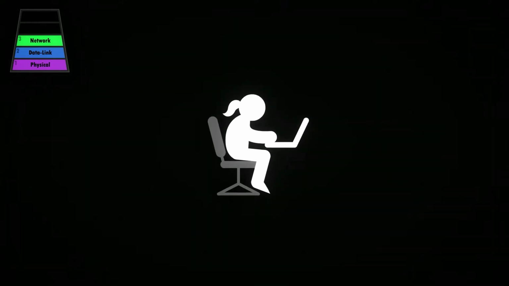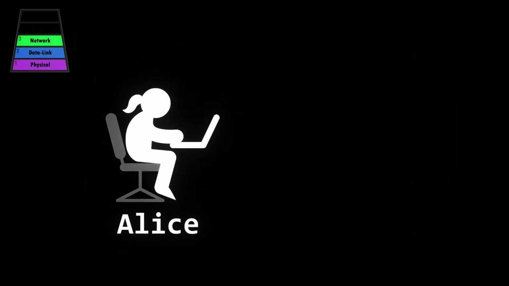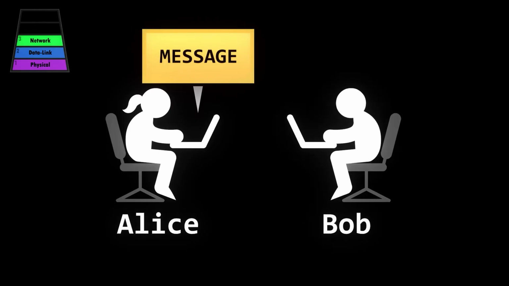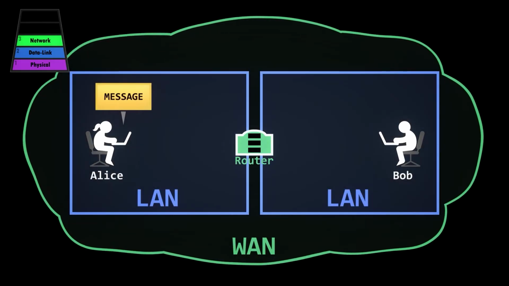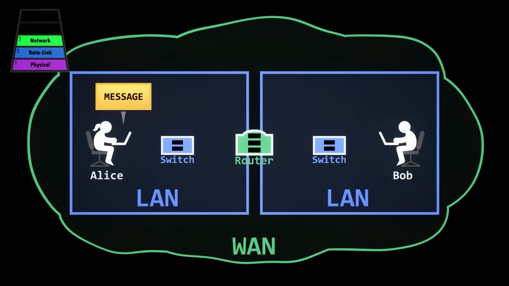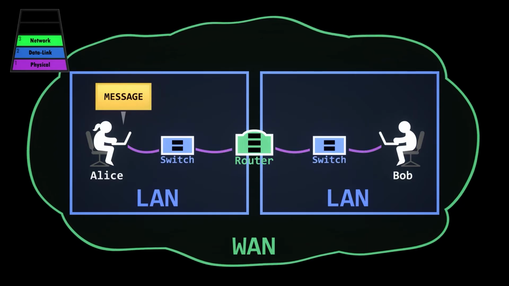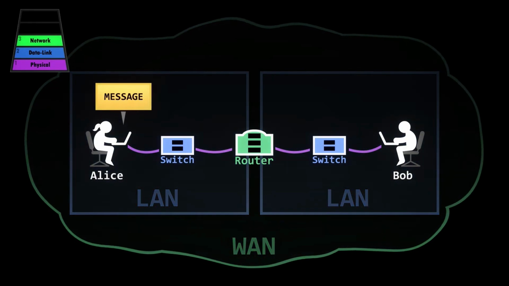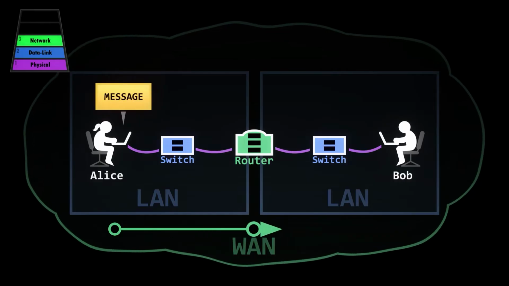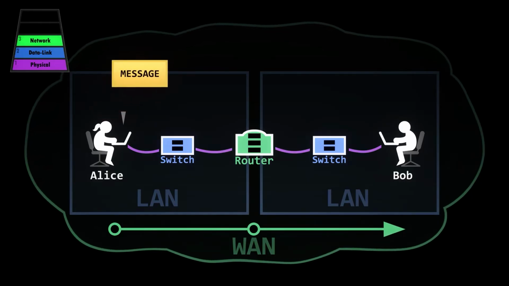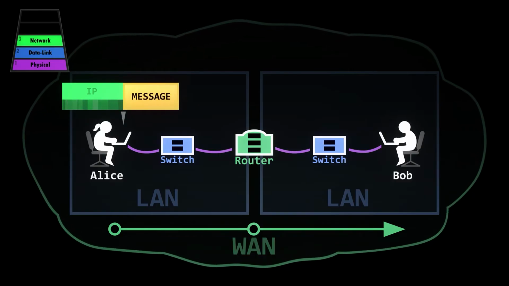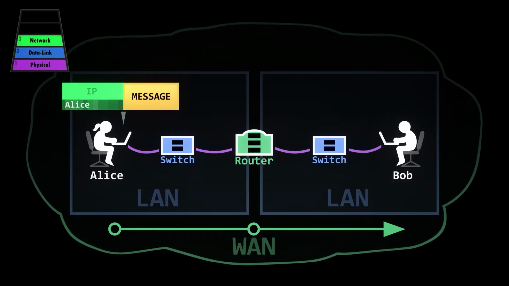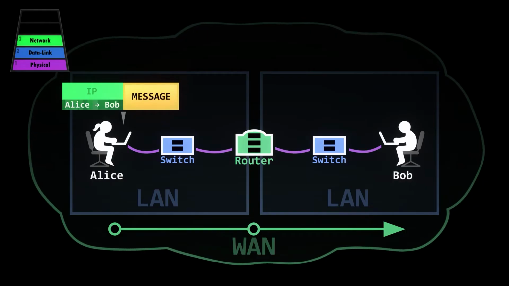Here's a quick demonstration. Say Alice wants to send a message to Bob. They are in different LANs, connected by a router. In each LAN there is a switch, and all components are connected with copper wire. To get to Bob, the message must travel across the WAN through the router, so it must be placed inside a packet. The packet will contain the source IP of Alice and the destination IP of Bob.